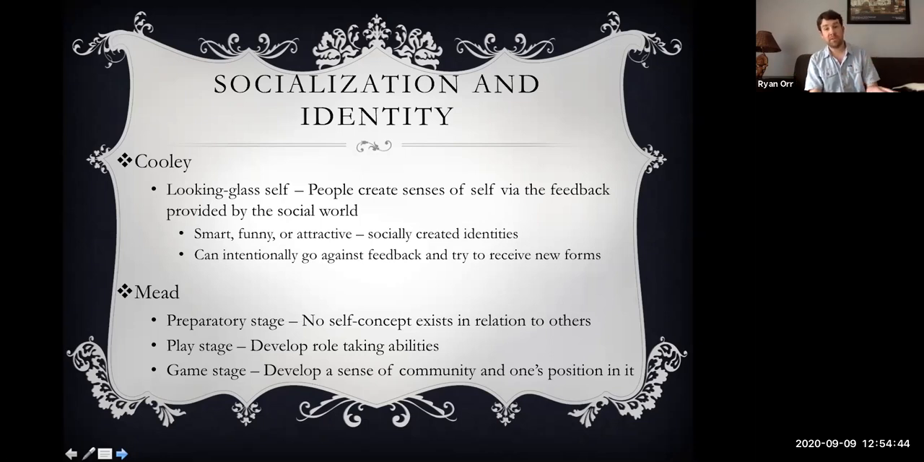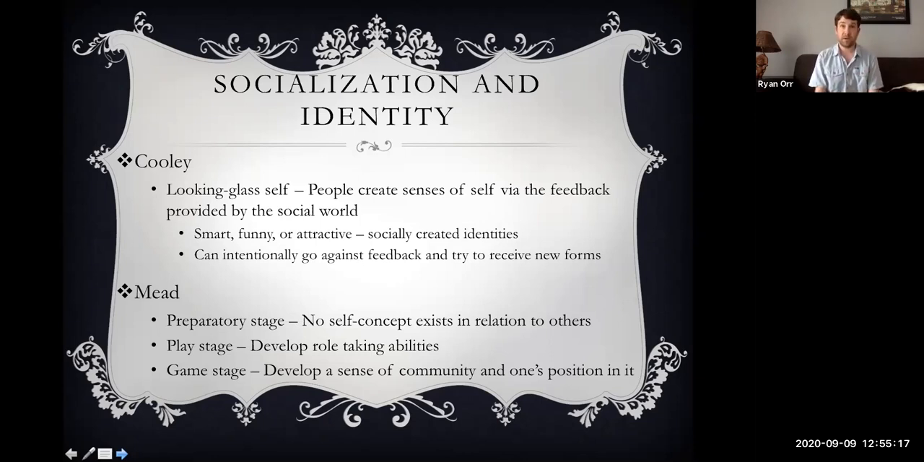And then that third stage, the game stage, you develop a sense of your own position within relationships. So I'm the student in relation to the teacher. I'm the daughter or the son in relation to the parent. I am the patient in relation to the doctor. So here you start to develop your own position within these different relationships. And when you start to understand these positions, you start to understand different senses of self.